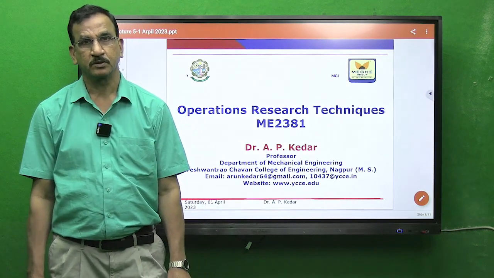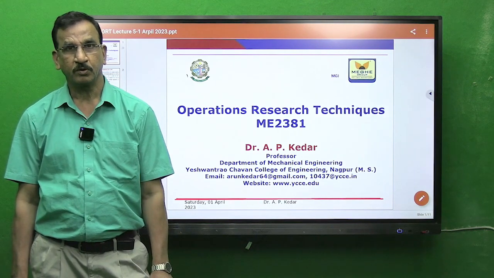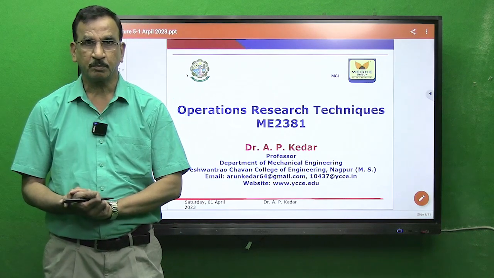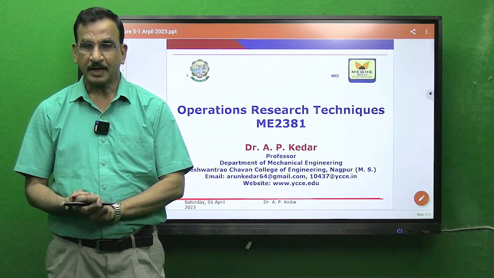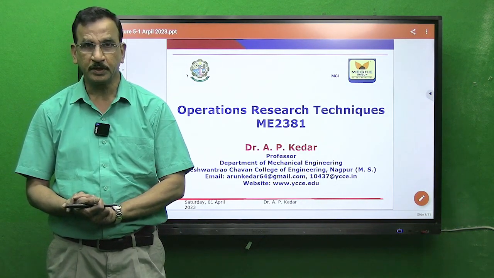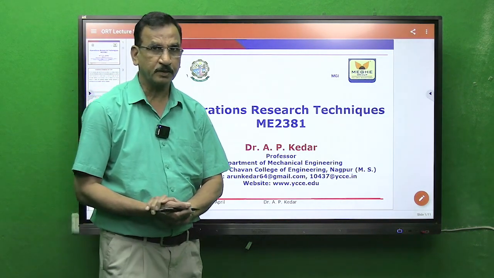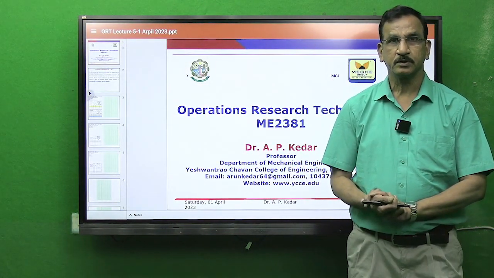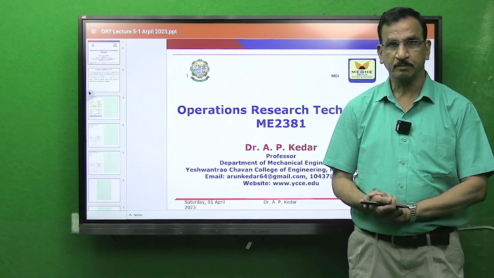In previous lectures, we have seen various aspects of linear programming. We have also discussed how to formulate a linear mathematical model from a given word problem. In the last lecture, we started with finding solutions to a linear programming problem once it is formulated, and we started with graphical solution. In graphical solution, we solved one formulated problem by graphical method.